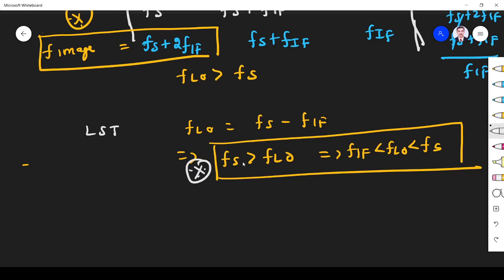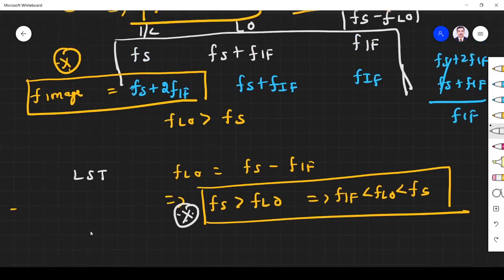So if the incoming signal frequency is greater than the local oscillator frequency, it means I have to use this formula only to find the local oscillator frequency, right? Okay. But now we understood, the same table we will put for low side tuning.